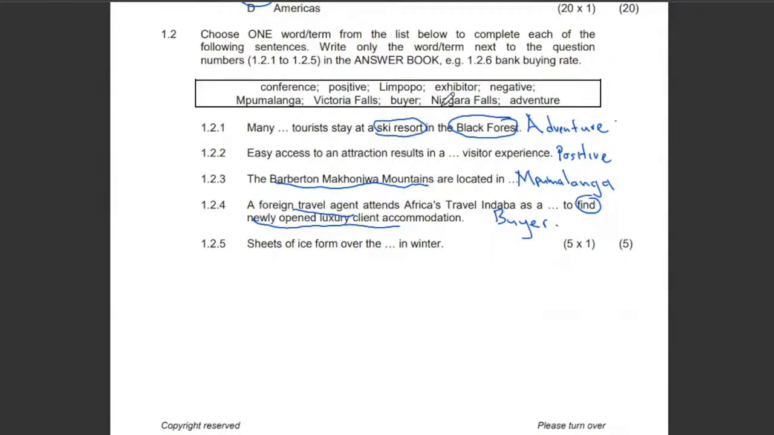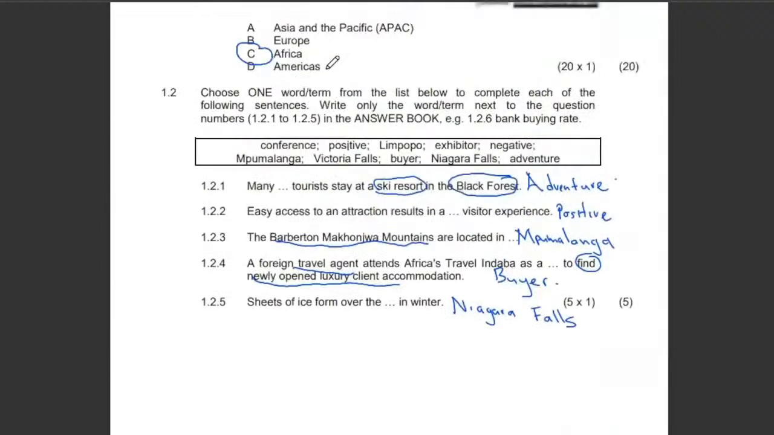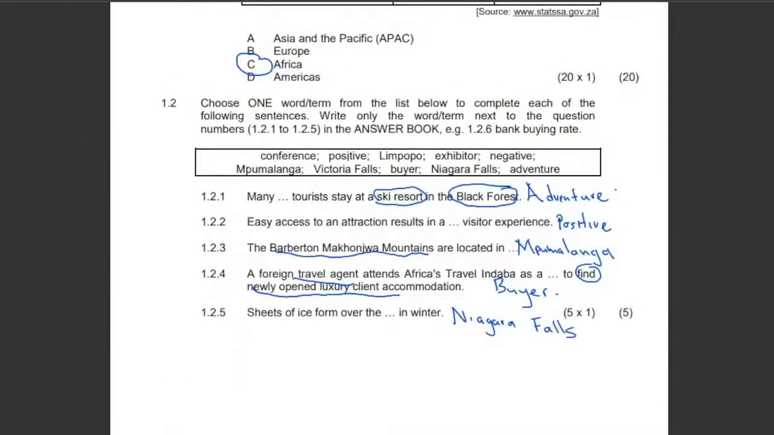Then, sheets of ice form over the what in winter? Over which attraction? Sheets of ice form over the Niagara Falls, which are located in Canada, and which are one of the celebrated world icons. So these are our answers again. Number one, adventure. The second one, positive. The third one, Mpumalanga. The fourth one, buyer. Then the fifth one is the Niagara Falls.